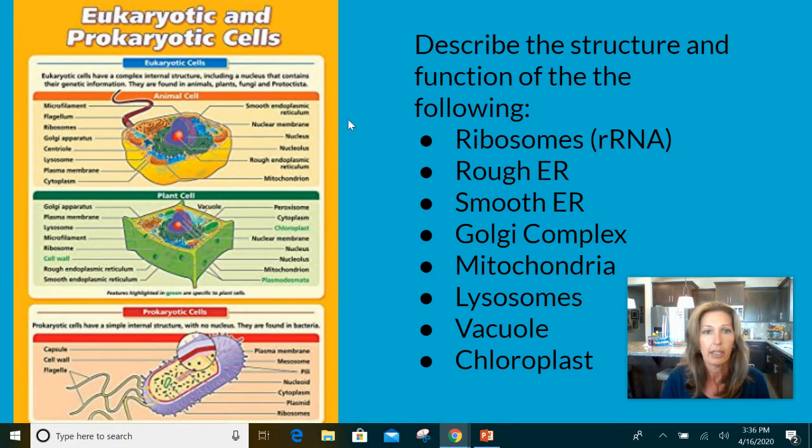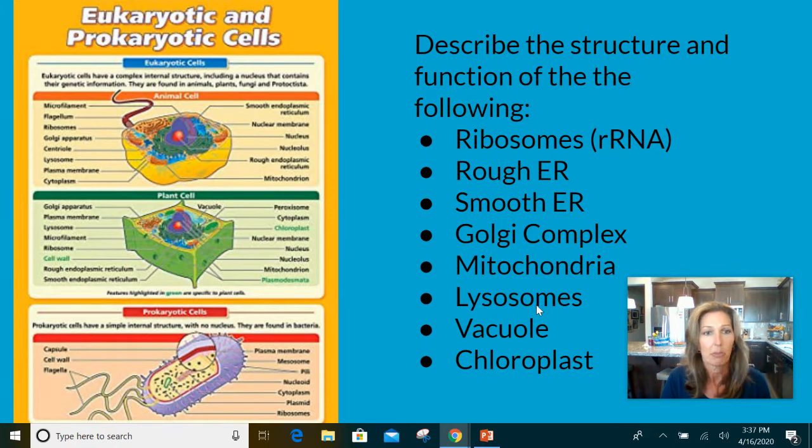Now, when we start talking about eukaryotes, this is where we get compartmentalization. For protein synthesis, the rough ER has ribosomes embedded in it. Remember, smooth ER is more for detoxification. Your Golgi complex is for modifying proteins for export. Your mitochondria is for aerobic respiration.